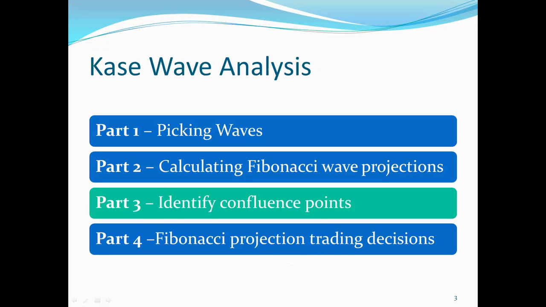So in parts 1 and 2 of Kase Wave Analysis, we went through picking waves and calculating the Fibonacci wave projections. In this third part, this is really where the rubber meets the road. What we're going to do here is go through identifying confluence points. We're going to use the wave analysis and the waves that we picked to actually identify the points at which key support and resistance may reside.